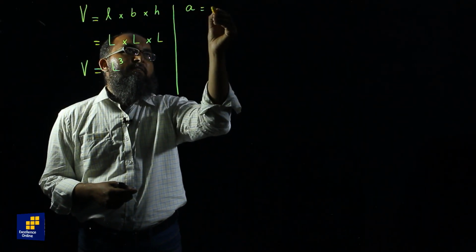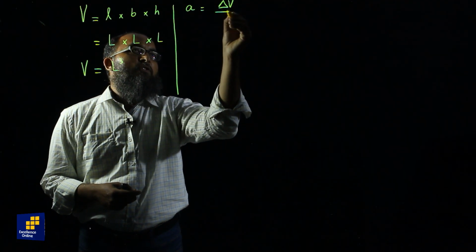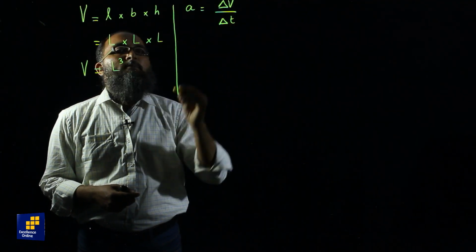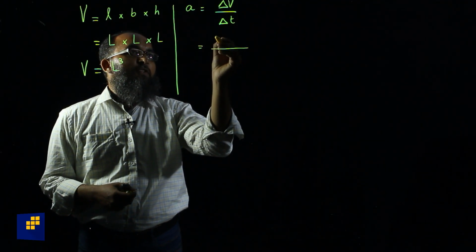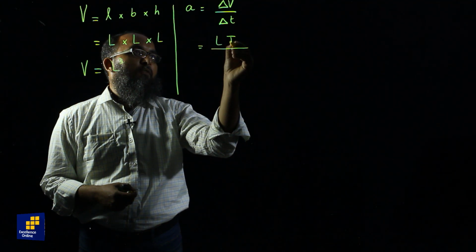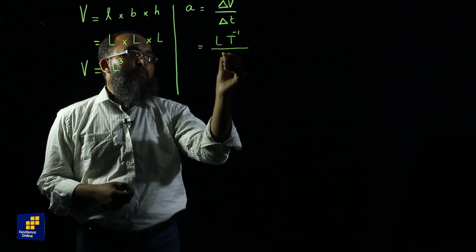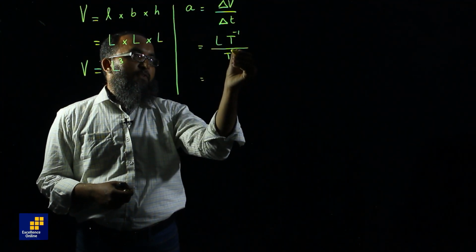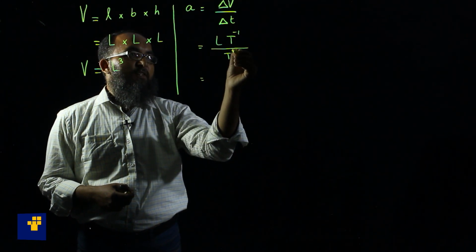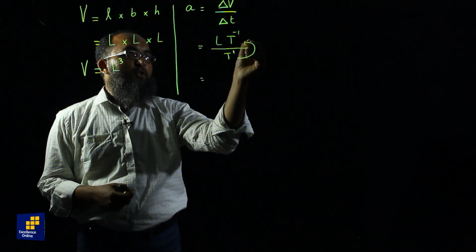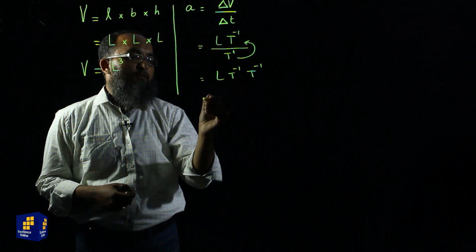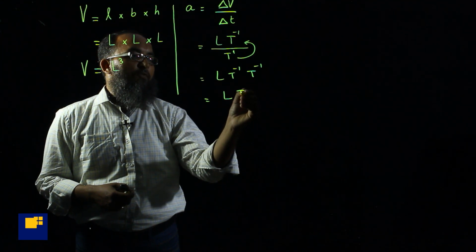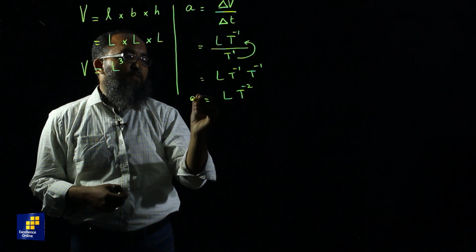On the other part, acceleration is defined as the rate of change of velocity with respect to time. We know the dimensions for velocity are L t power minus 1 and the dimensions of time is t. Here t has power plus 1. If we move this t in numerator, we have L t power minus 1 into t power minus 1. Finally, we get the dimensions of acceleration as L t power minus 2.